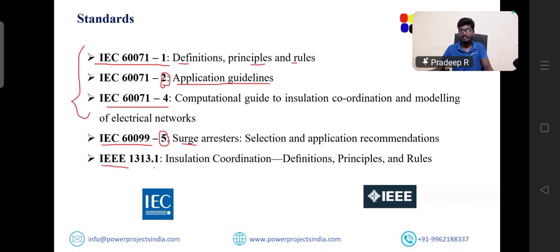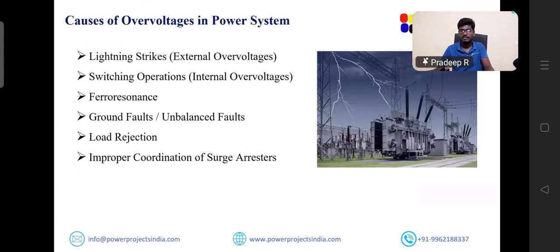Then finally, when coming to the IEEE part, this is the old one actually, IEEE 1313, in that first part. Here are basic rules only; they will not be explaining any methodologies or guidelines. So insulation coordination definitions, principles and rules will all be presented in IEEE 1313 part 1. So these are the international standards and guidelines we are going to use for performing our insulation coordination study for our power system. Clear?